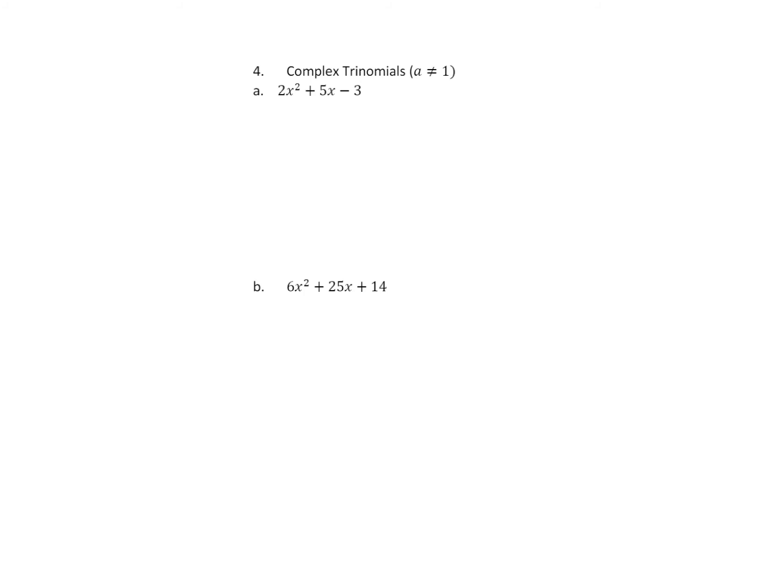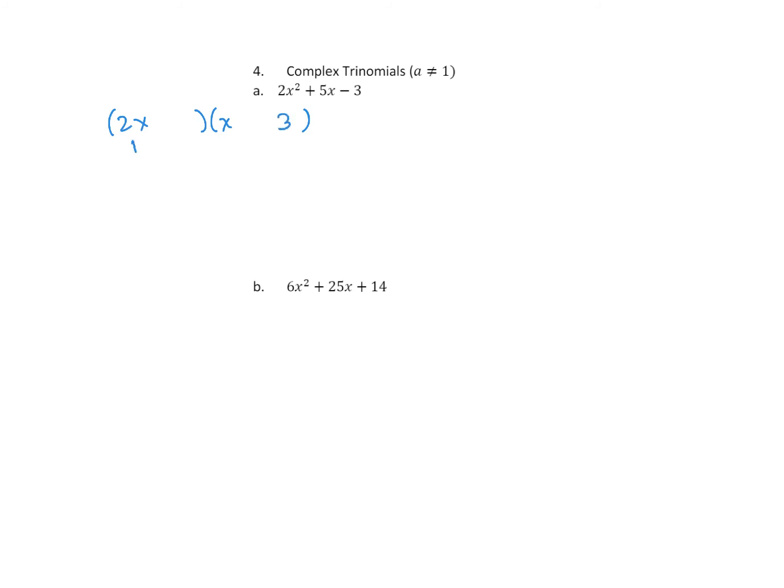Complex trinomials are a little bit harder. You can do it by trial and error, or you can do it by decomposition. Trial and error means you're just trying different combinations. The first one is fairly simple because I know 2x squared could only be 2x times x. And I know 3 could only be 3 and 1.